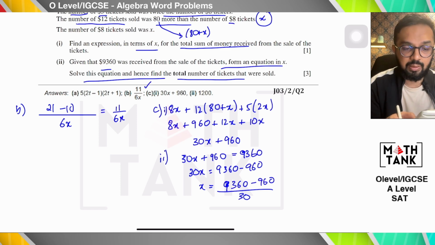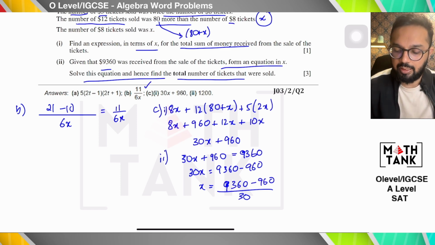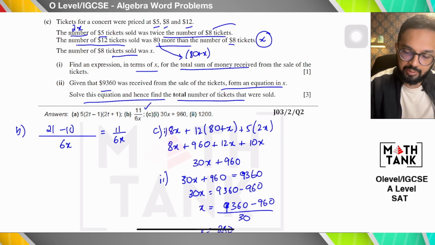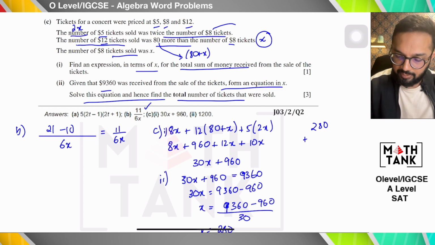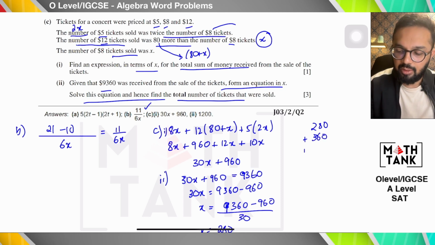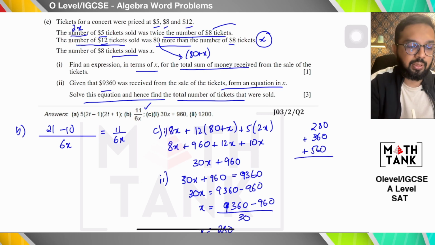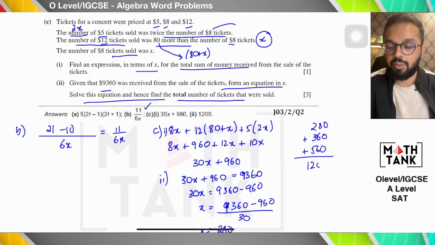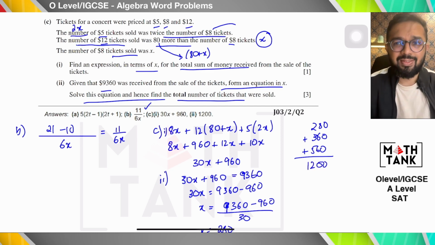I'm not just looking for x, I'm looking for the total number of tickets sold. So x was 280. Now x was the number of $8 tickets. So that's 280. But I also need to find the number of $12 tickets, which was 80 more than that. So I'm going to say that was x plus 80. So what is 280 plus 80? That is 360. And then there was 2x as well. So that was 560. 2 times 280. Okay, 280 plus 360 plus 560 gives me 1200 tickets. So that is a relatively simple algebra word problem for you.